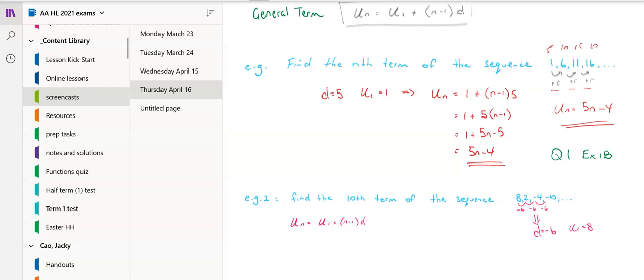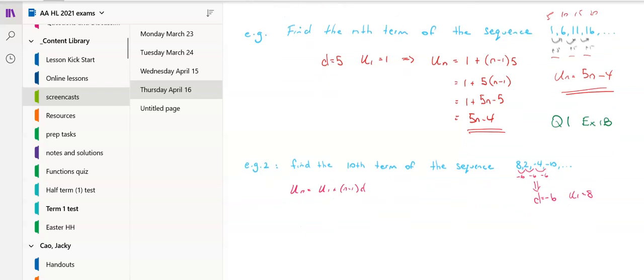Now I'm after the 10th term of this sequence. I've got the first 4, I want to skip to the 10th. So how do I do this? I write u10 is equal to u1, that's 8, plus, n in this case is equal to 10, so 10 minus 1 times my common difference, which is -6. Therefore u10 is equal to 8 plus 10 minus 1, which is 9, times -6. So 9 times -6 is -54, and 8 plus -54 is -46. So -46 is going to be our 10th term.